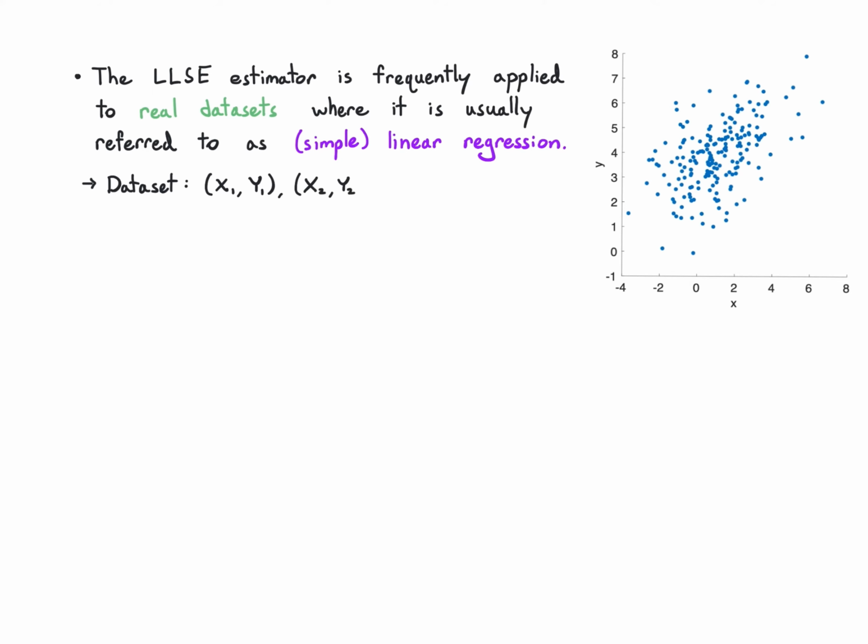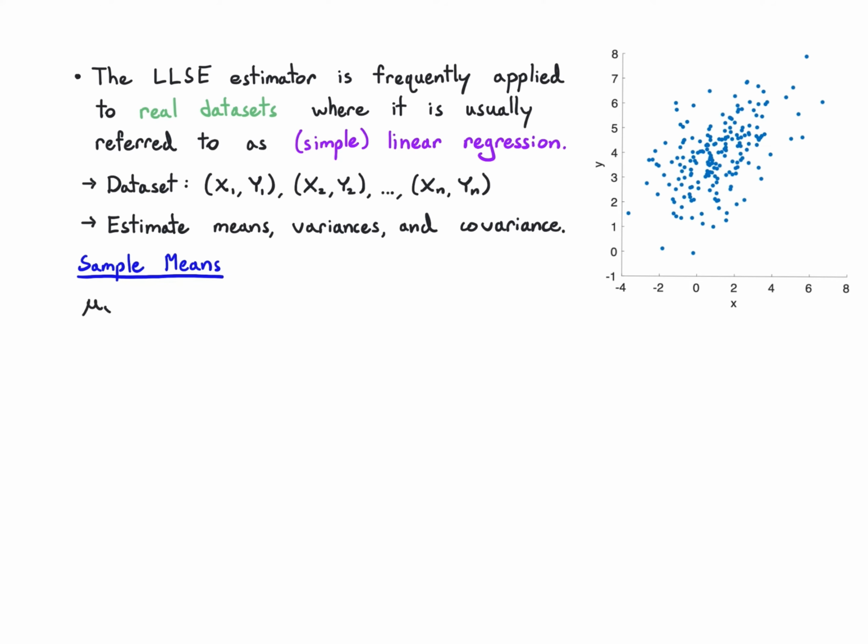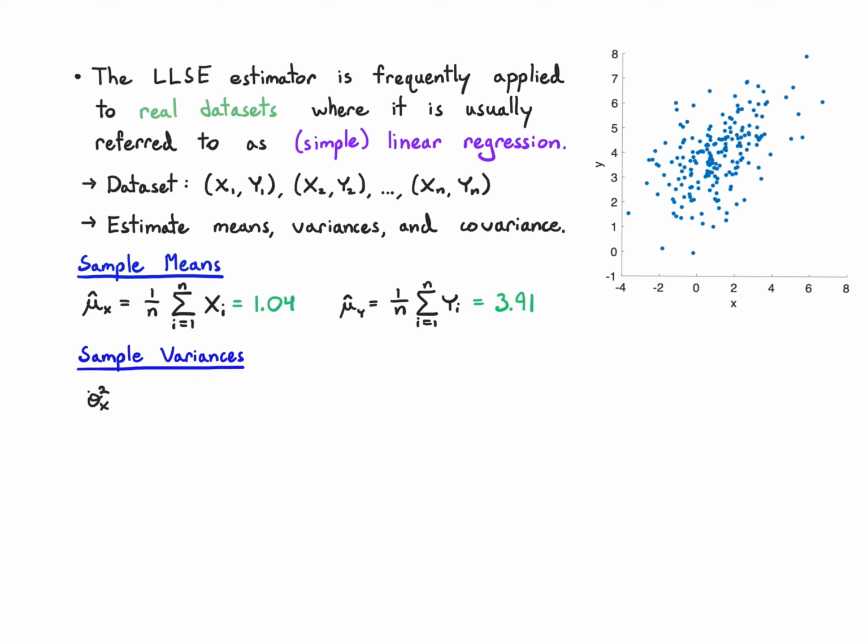The data set we can think of as a bunch of pairs. So I have n pairs, x1, y1, x2, y2, through xn, yn, right? And I have a scatter plot of those pairs on the right. And what I need to do to apply this estimator is to estimate the means, variances, and covariance from the data. So I'm going to do that. For the sample means, I just average together the points that I have for x. I get a value for the mean of x. I average together the points of y. For this data set, I just have those values. Okay, nothing special. I just put them down.